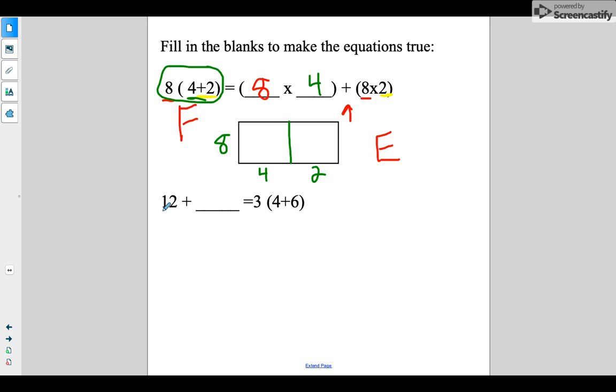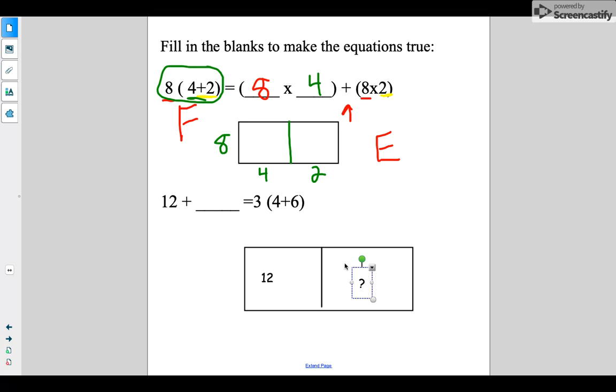On the bottom part, it's 12 plus blank equals 3 times 4 plus 6. So when I have to think about what to do, I'm trying to figure out where those numbers came from. Again, a visual could help you here as well if you're really stuck. Because I know when they solved the factored form, they were able to get 12 in one box, and then we don't know what was in this other box.